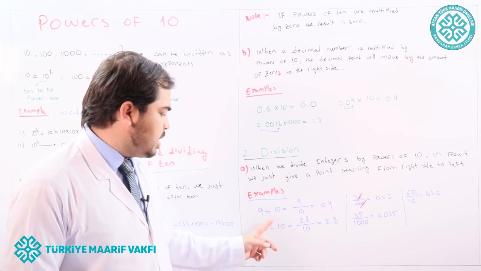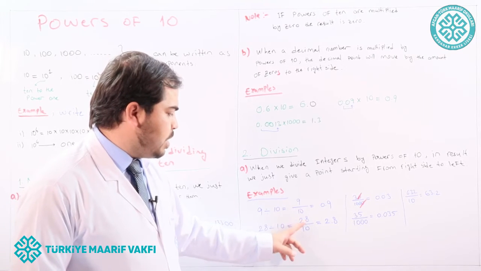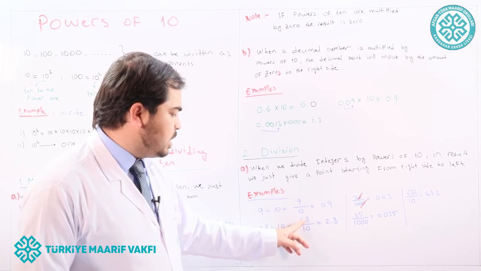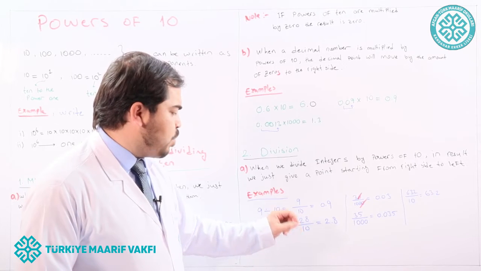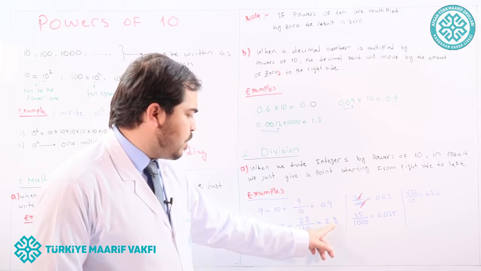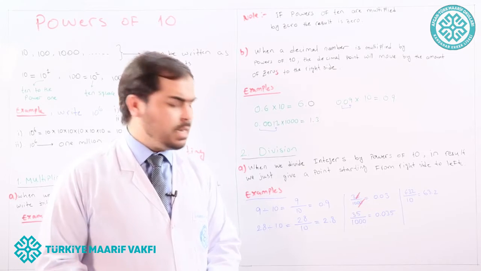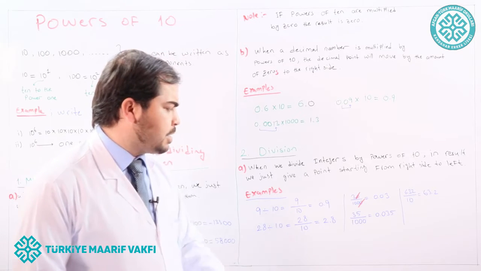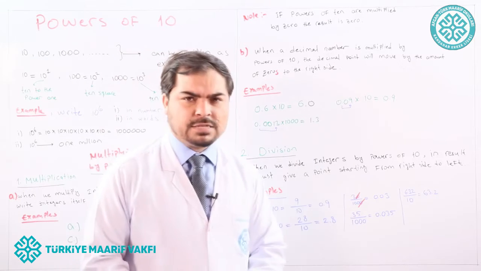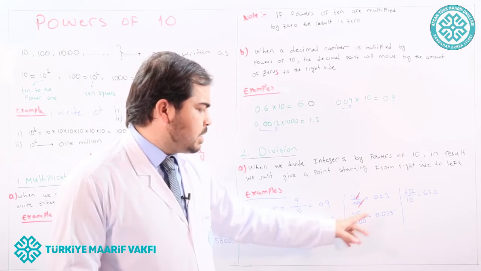Again, 28 divided by 10. Here we have 1 zero, so the point will be located between 2 and 8, giving 2.8. If you divide 28 by 10, it becomes 2.8. Again, we have 35 divided by 1,000. We have 3 zeros and 2 digits.